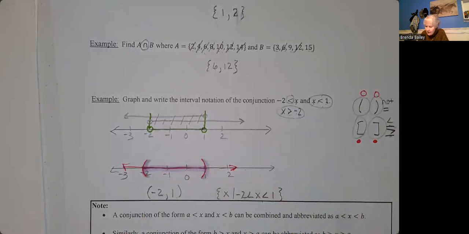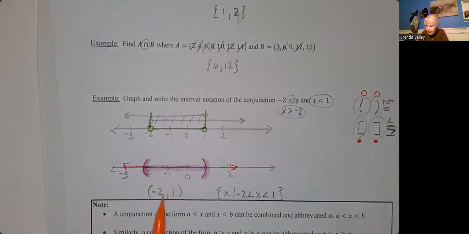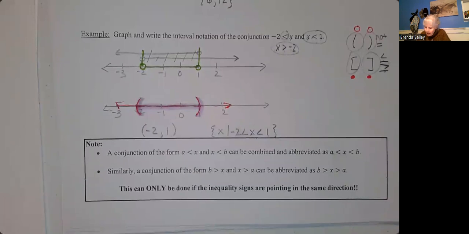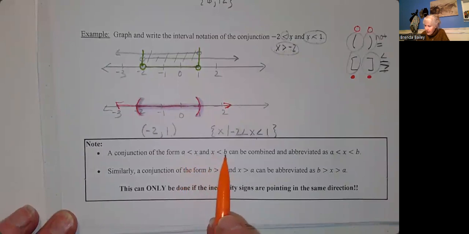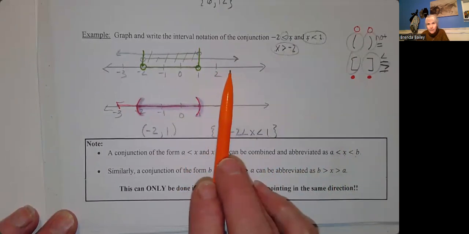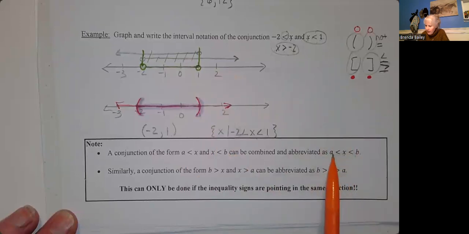All righty. So these are called a compound sentence, and they can be written like this, where x is between two numbers, or interval notation. x is between -2 and 1, but not including the -2 and 1. All righty. Now let's look at this note that's down here at the bottom of this page. A conjunction of the form A is less than x and x is less than B can be combined and abbreviated as x is between A and B. That's kind of what we ended up with here. All right, your x's are between A and B.